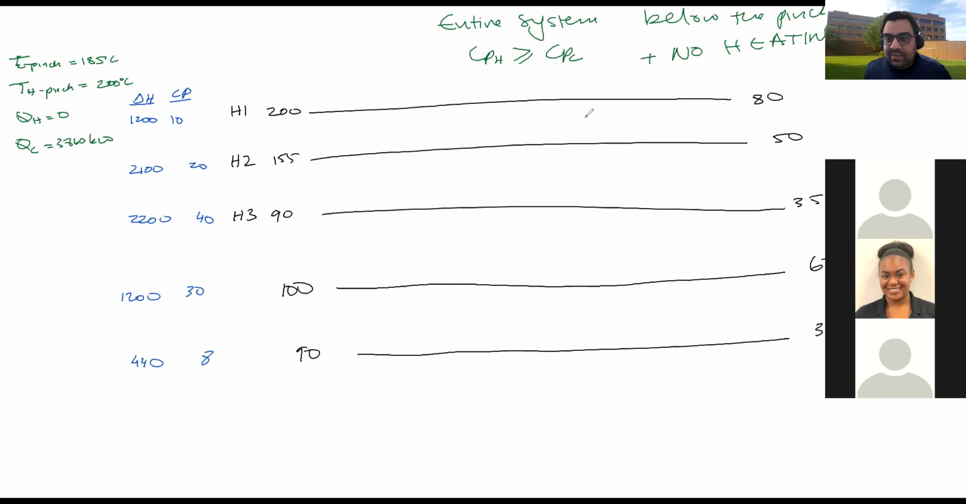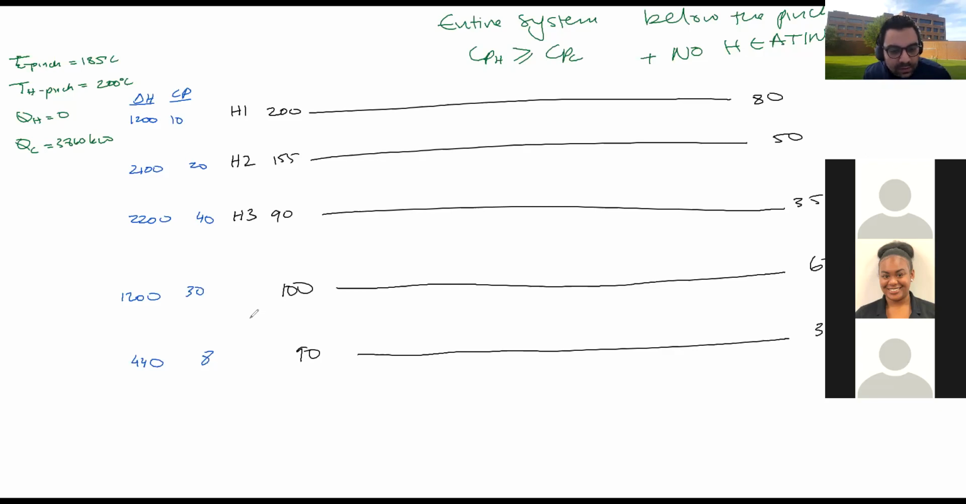So now I have everything. Let's start doing the matching. And the rule of this matching is CP hot has to be greater than CP cold. Let's have a look at H1. CP for H1 is 10. Let's have a look at the first cold stream, C1, 10 versus 30. Is this rule satisfied? No, so I cannot match H1 with C1. Let's move on to C2. 10 versus 8. CP hot greater than CP cold. This rule applies. So I can match H1 with C2 actually.